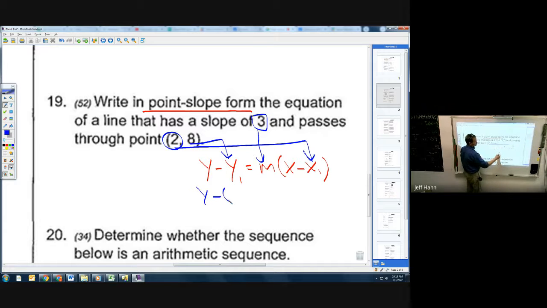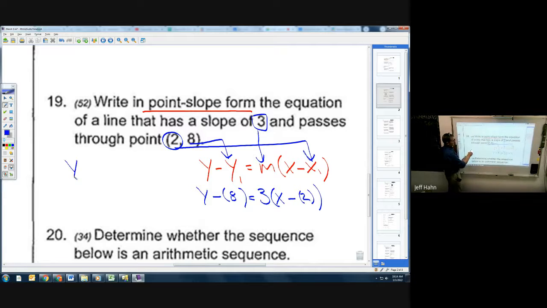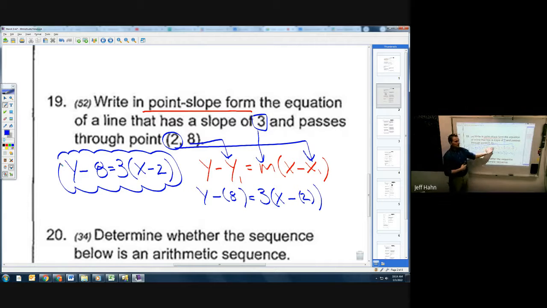Y minus what y is, which is 8, equals 3 times x minus what x sub 1 is, and x sub 1 is 2. So right there, is this going to change signs? No, it's going to be y minus 8. This is going to be x minus 2. The answer looks like this: y minus 8 equals 3 times (x minus 2). Yes, you need to keep those parentheses for this one. That would be your answer. You have this written down. I can't conceive of how you could possibly miss this problem. That's the x point. That's the y point.